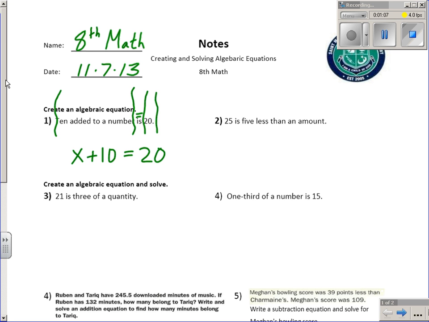And that's it. Here we've got 25 is, so 25 is going to equal 5 less than an amount. X is our amount, and there we represent 5 less.